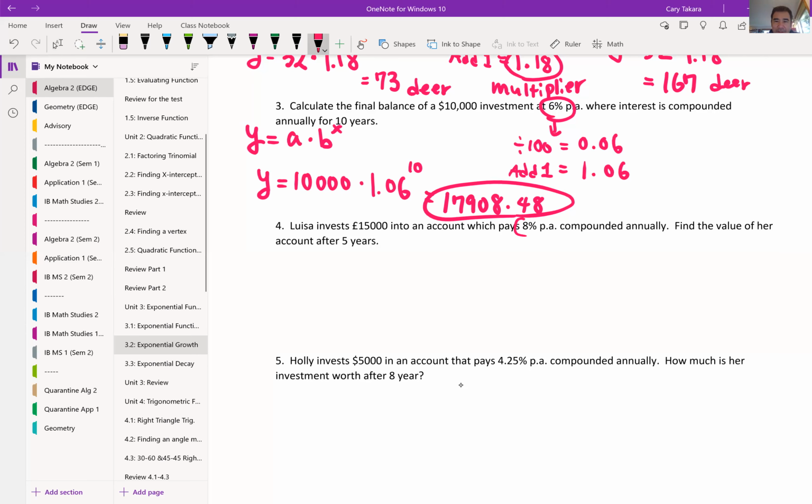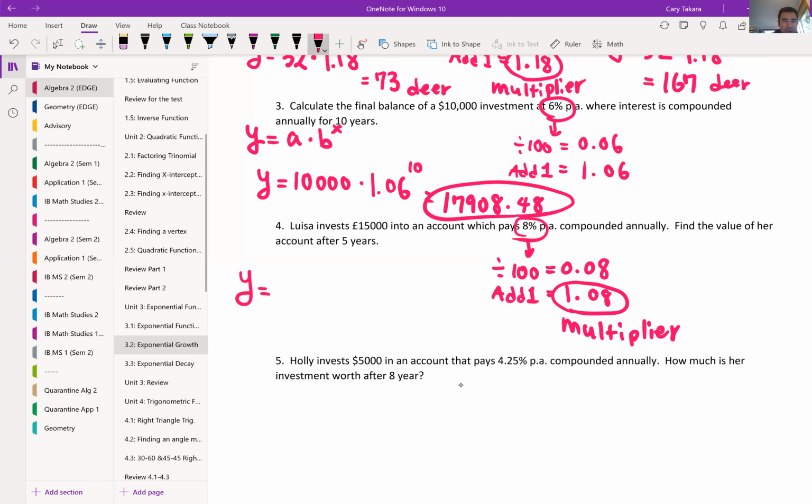So first, you need to treat 8%. So first, you need to divide that by 100. And you get what? You get 0.08. And then what do you need to do next? You need to add 1 to it. So it will be 1.08. This will be the multiplier. So you always want to figure out the multiplier, okay? So let's figure out the equation.